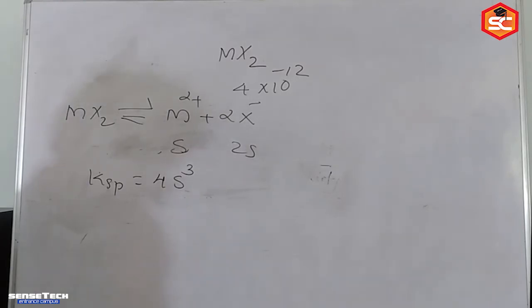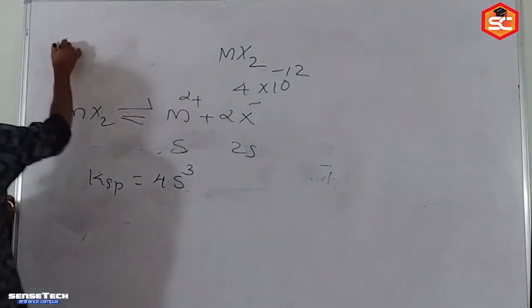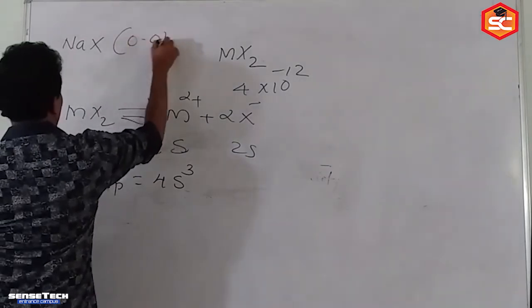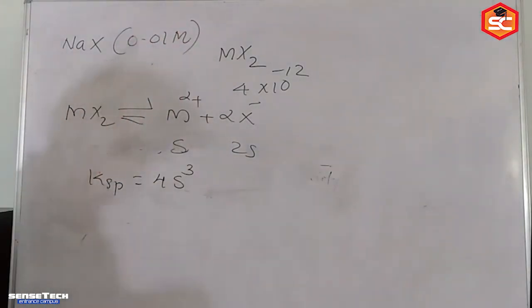Then next question. HX is a weak acid. Ka is equal to 10 to the power minus 5. It forms a salt NaX, the concentration given is 0.01 molar. It forms a salt NaX on reacting with caustic soda.